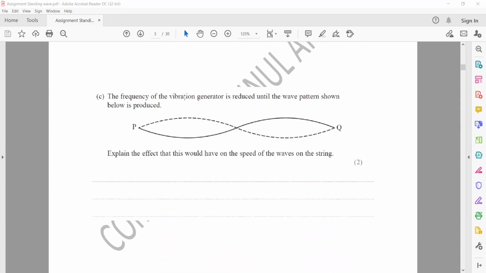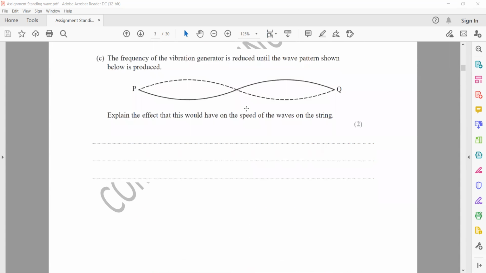The next part: the frequency of the vibration generator is reduced until the wave pattern shown below is produced. Explain the effect that this would have on the speed of the wave in a string. So how will it have an effect on the speed of the wave in a string?